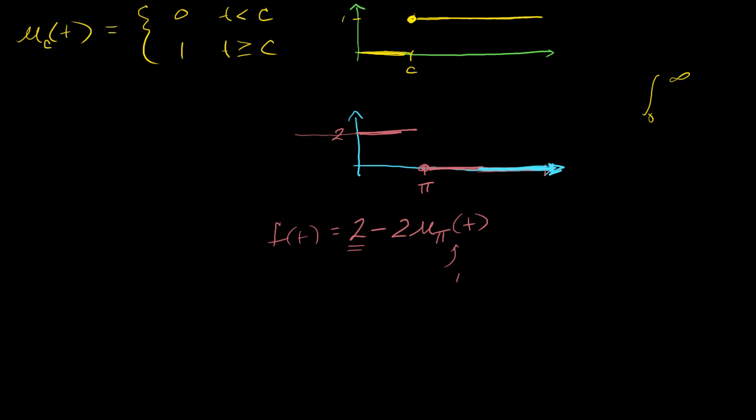We want the function to jump up again. Let's say it's at 2 pi. We want the function to jump up again. How could we construct this? We could make it jump to anything, but let's say we want it to jump back to 2.